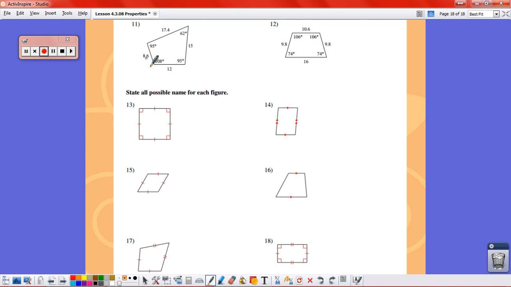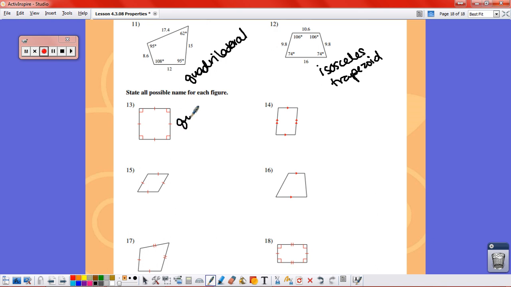Okay, this has no equal sides, no equal anything, nothing parallel, so this is just a quadrilateral. And this has 2 opposite and equal sides, so 1 pair. This would have to be an isosceles, to be more specific, an isosceles trapezoid. Right, all possible names for each figure.